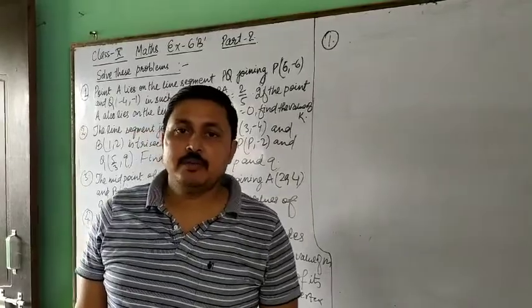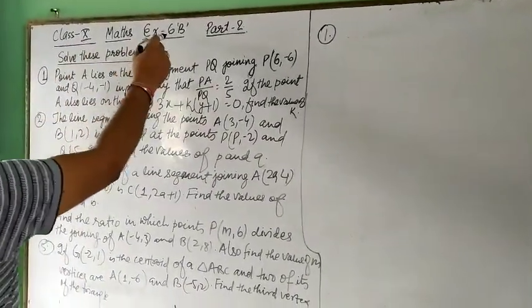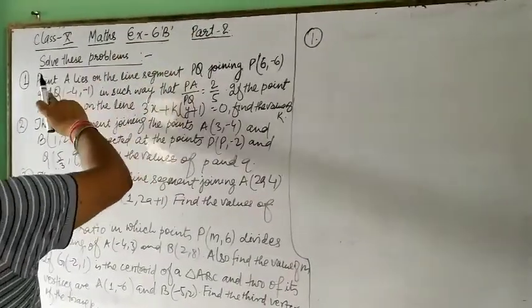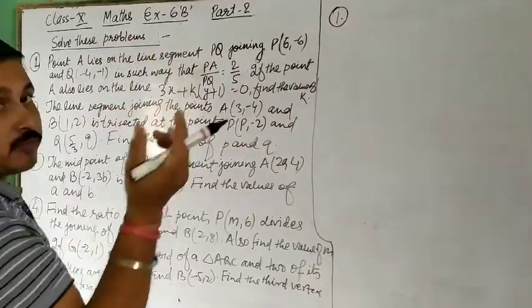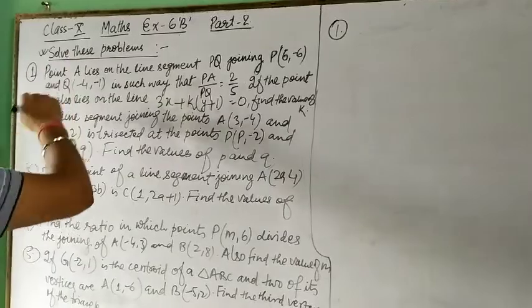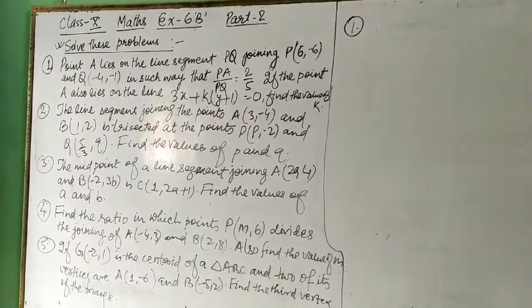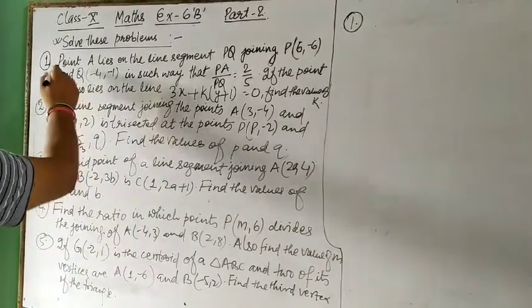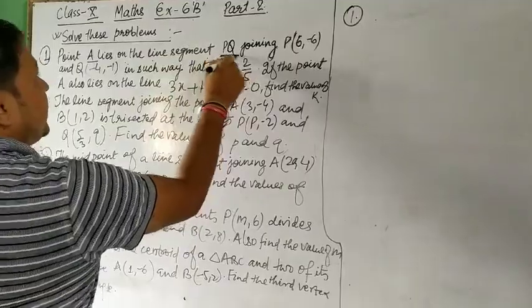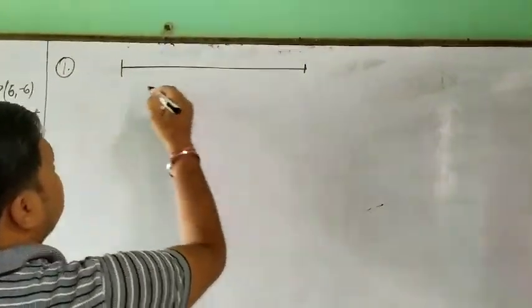In this video, I will explain class 10th maths chapter exercise 6B, section formula. There are some solutions on the basis of section formula. It's part 2 of exercise 6B. Your first question is: point A lies on the line segment PQ. So first we can draw PQ.